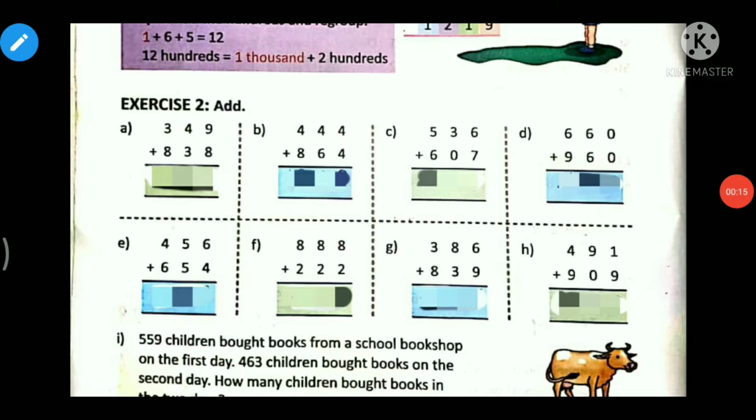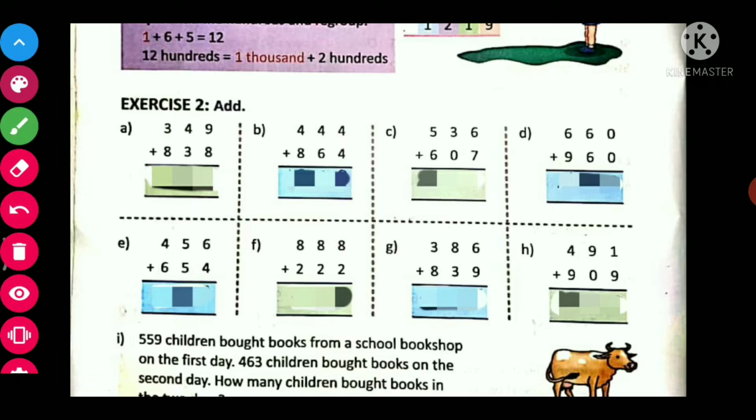So my dear students, open page number 86. Okay, see exercise 2. Here we have to add these numbers, so we'll follow the method of regrouping. Now see A part. While adding, we will always start from the ones place value. The last digit is the ones place value, so we'll start from this place.